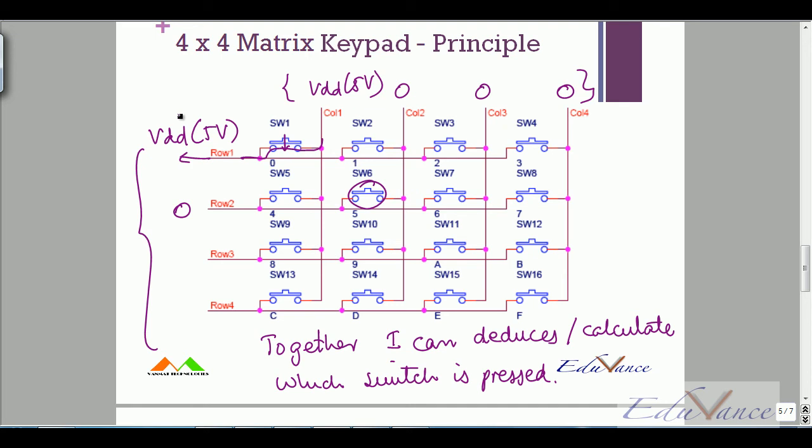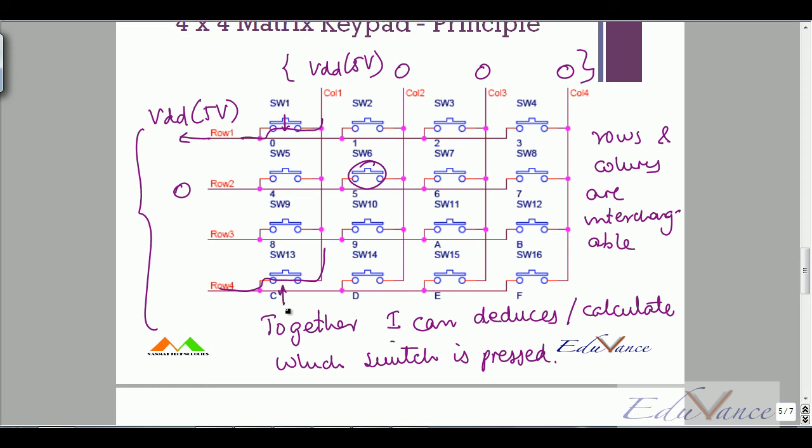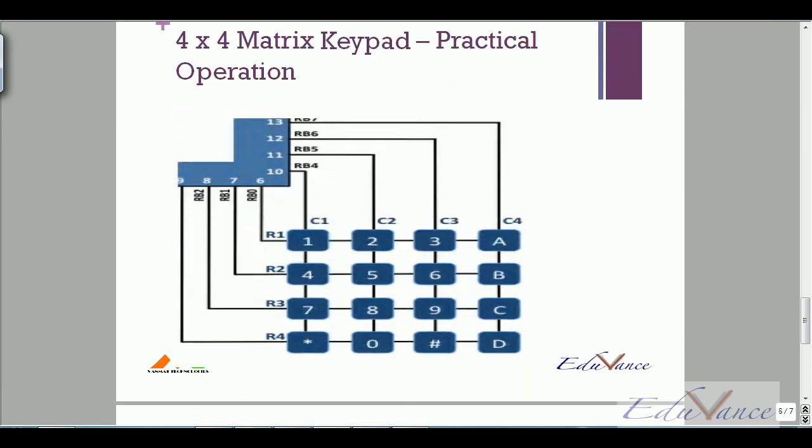By the way, the rows and columns are interchangeable. This means that the rows can behave like columns and the columns can behave like rows, because at the end of the day, it's just a path that has to be completed. And depending on how I monitor both these situations, I can figure out which switch is pressed. So let's see how we could practically interface that.